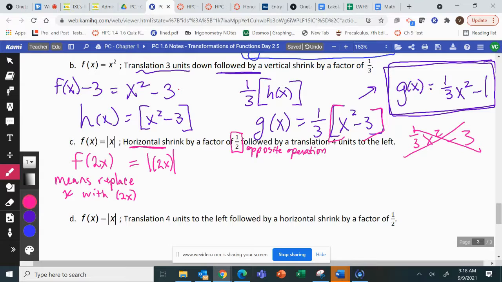Now, I used parentheses here because sometimes you really, really need them. So I just do it every time. But in this case, if I have the absolute value parenthesis 2x, do I need the parentheses here? I do not. So I'm going to simplify it. It'll just be absolute value 2x. And that's kind of like my h equation there. That's my halfway done equation.